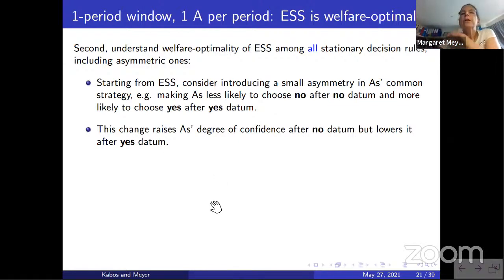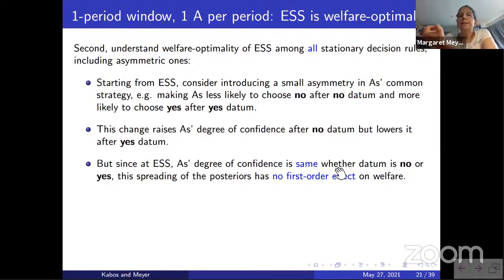This change in the agents' decision rule would raise, in fact, all agents' degree of confidence after seeing a no datum, but would lower it after a yes datum. So if the planner tells agents to bias their rule slightly against no and slightly in favor of yes relative to the equilibrium, that's going to mean that agents become more confident when they see no and less confident when they see yes. But since starting from the equilibrium steady state, agents' degree of confidence is the same, whether the datum is no or yes, this spreading of agents' posteriors has no first order effect on welfare.